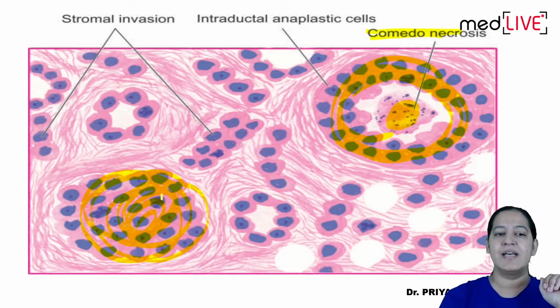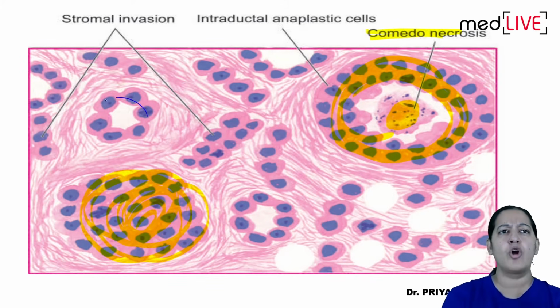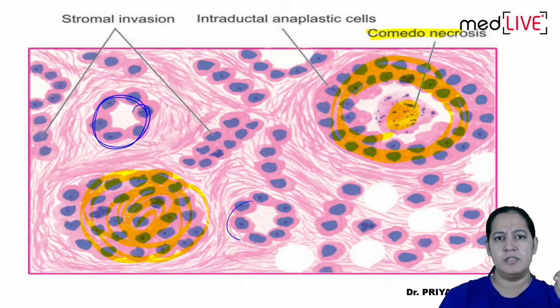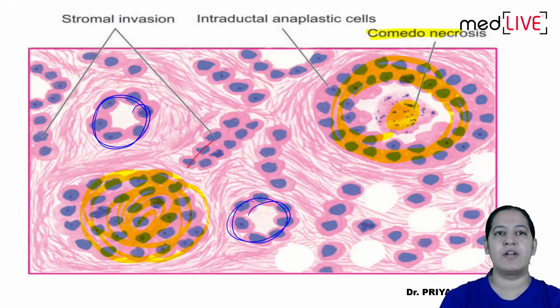Solid type of DCIS is seen. Okay, got it. What are these structures? It is a normal duct, you will say. This is also a normal duct. Okay, got it. What are these structures? Who will tell me what these structures are?